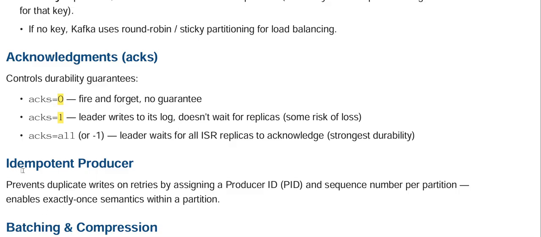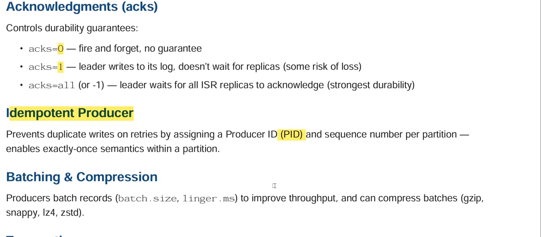Okay, one more: idempotent producers, which are very important for batch processing and consumption. This concept prevents duplicate writes by assigning a producer ID, called the PID. The PID and a sequence number per partition enable exactly-once semantics within a partition. PID is the most important concept: an ID for each producer. It's important for the events.